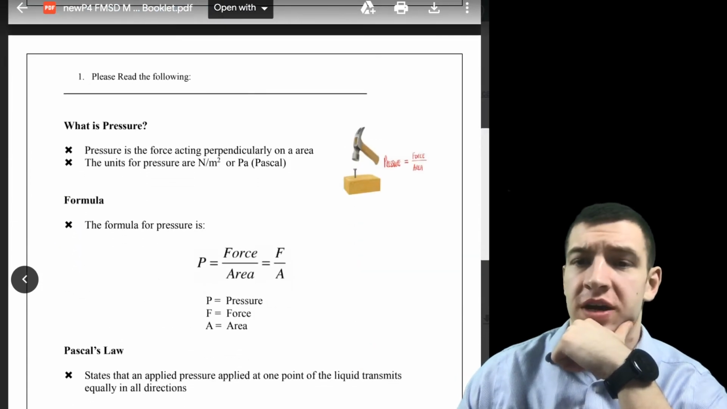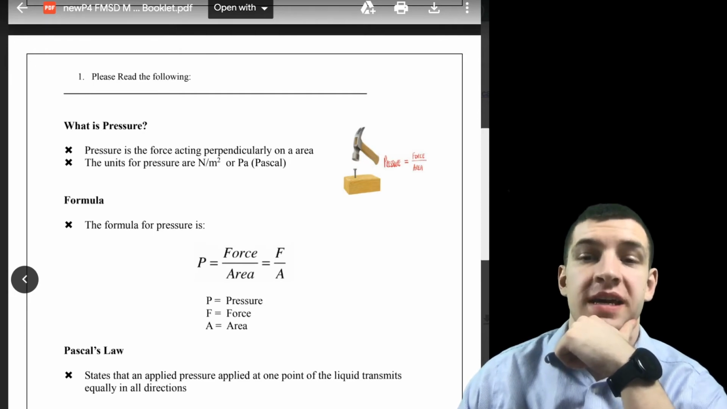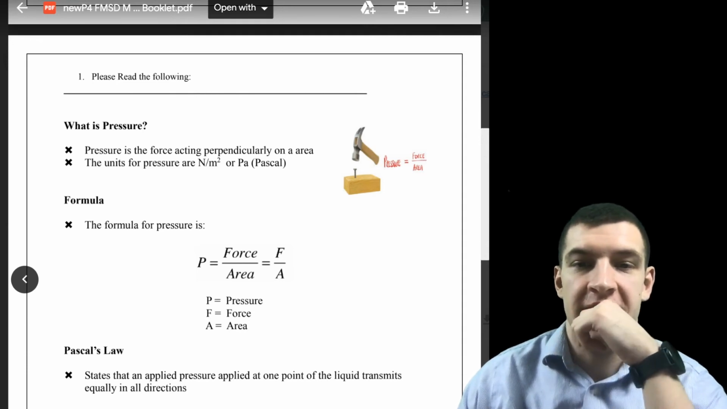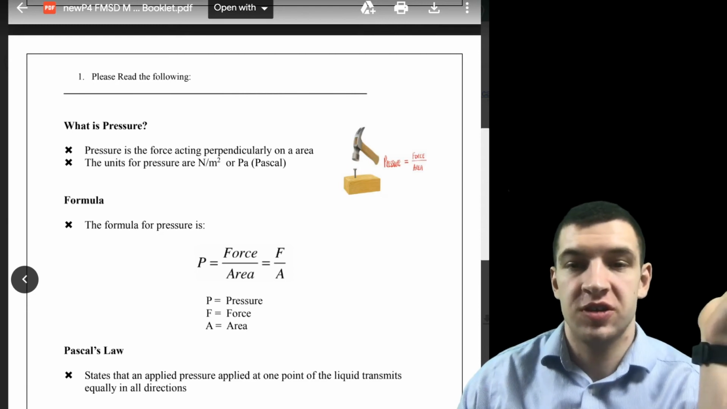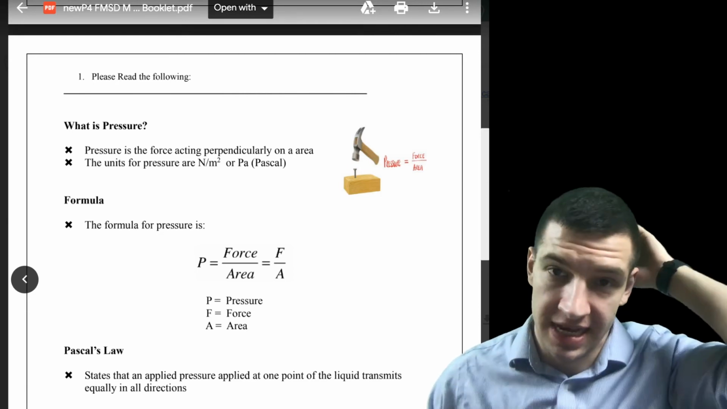So we talked about pressure just now. Okay, so pressure is the force acting perpendicular on an area. The unit for pressure is N/m squared. So newtons per meter squared, or Pascal. Okay, Pa is another way we could say that.